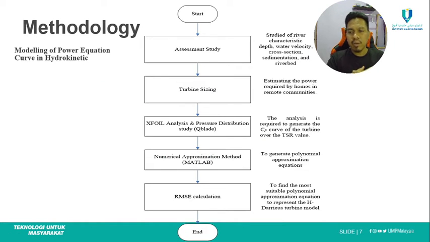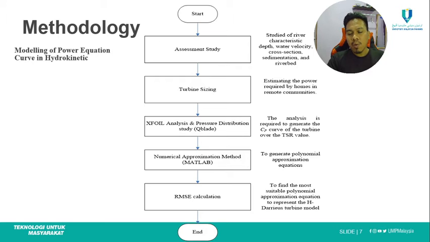Okay, for the methodology, first we begin with the assessment study of the potential resources. Back in 2018, we conducted a sampling measurement at Pasir Kubu River, Sungai Lembing, Kuantan, to study the river characteristics such as the river depth, water velocity, cross section, and so on. Then the next step, we determine the turbine sizing.